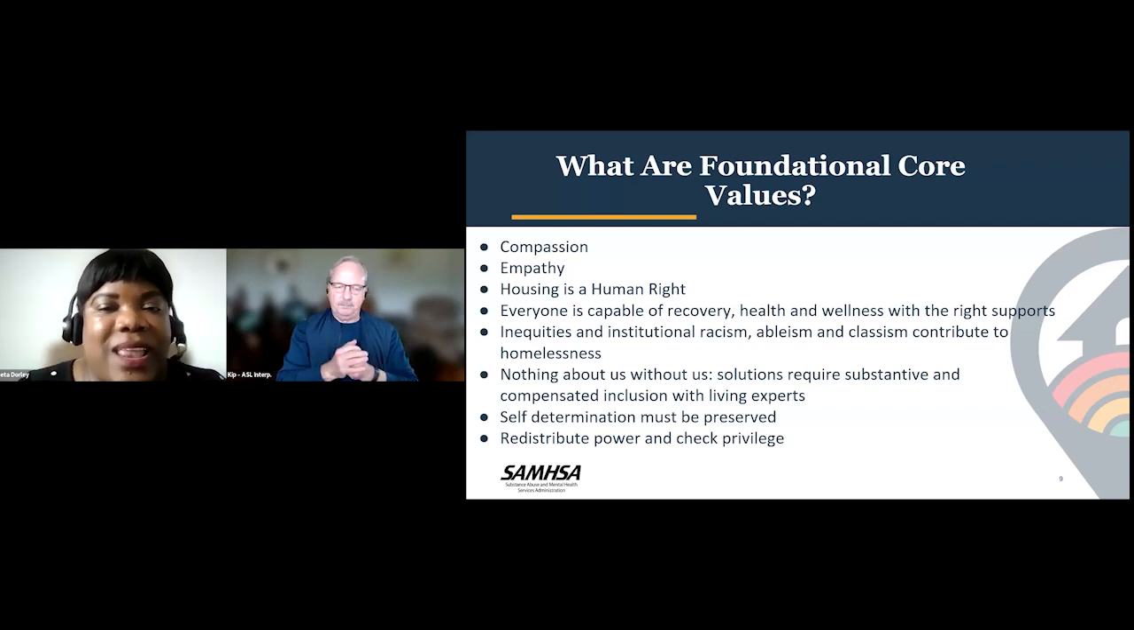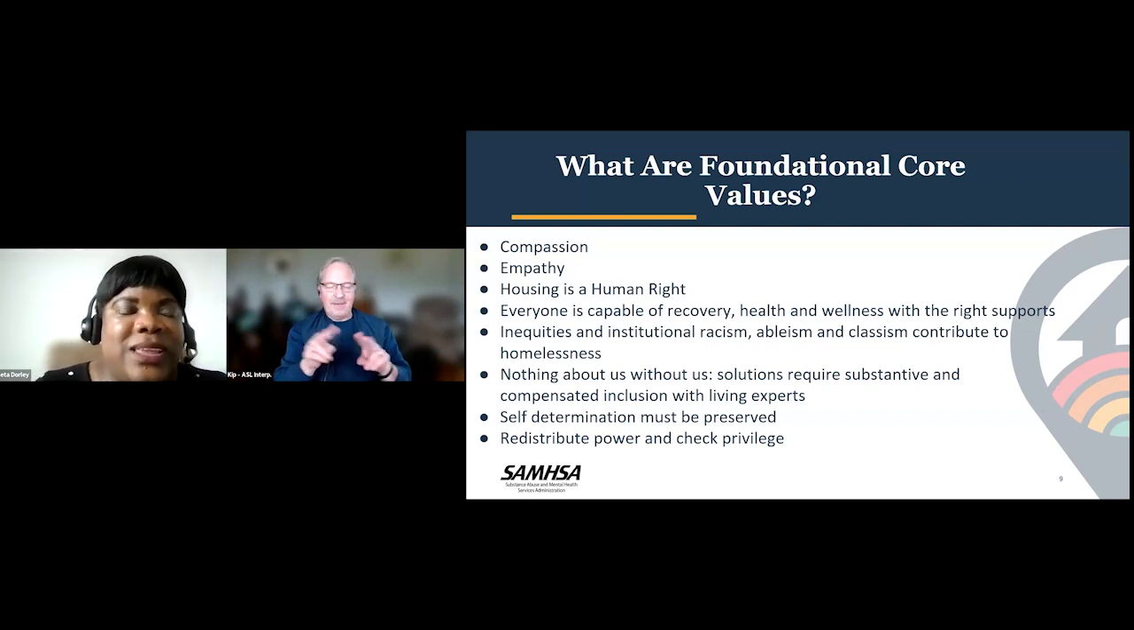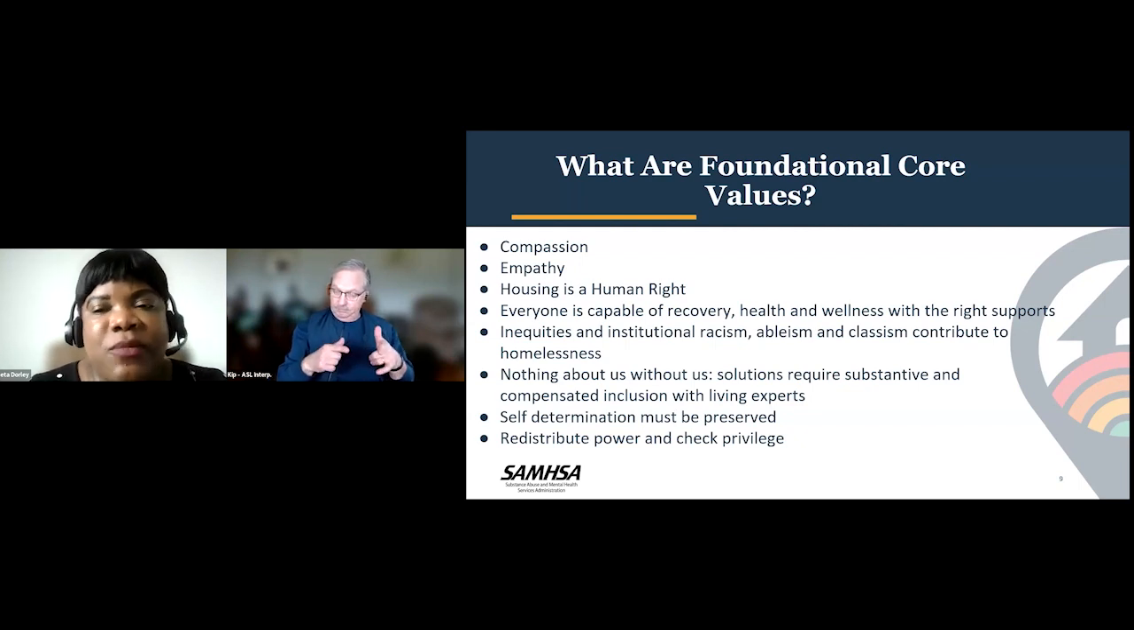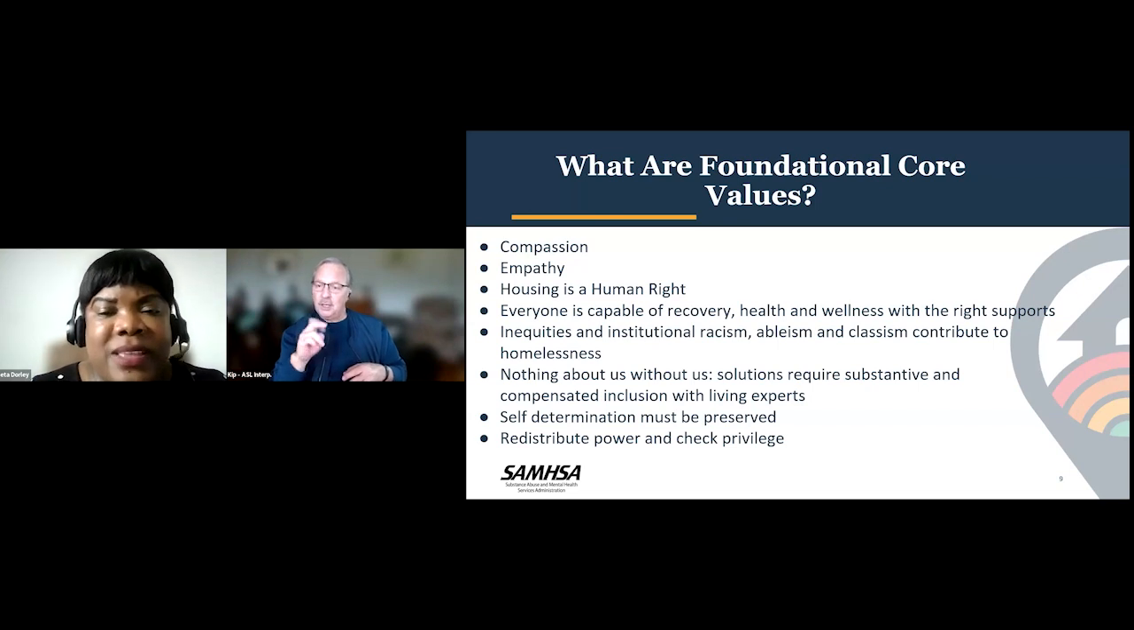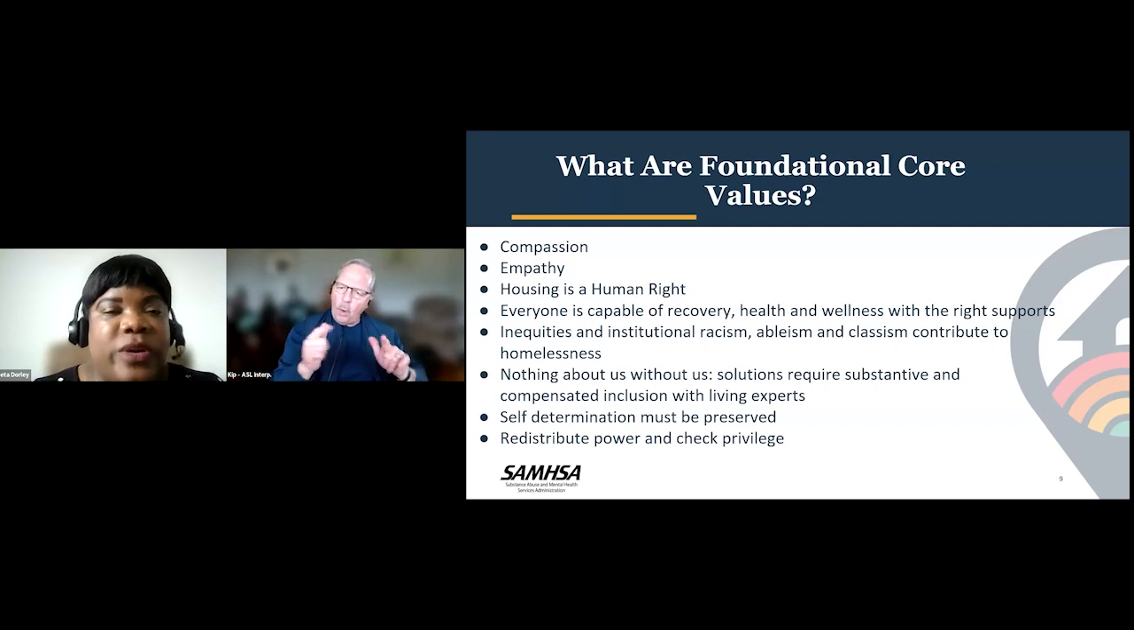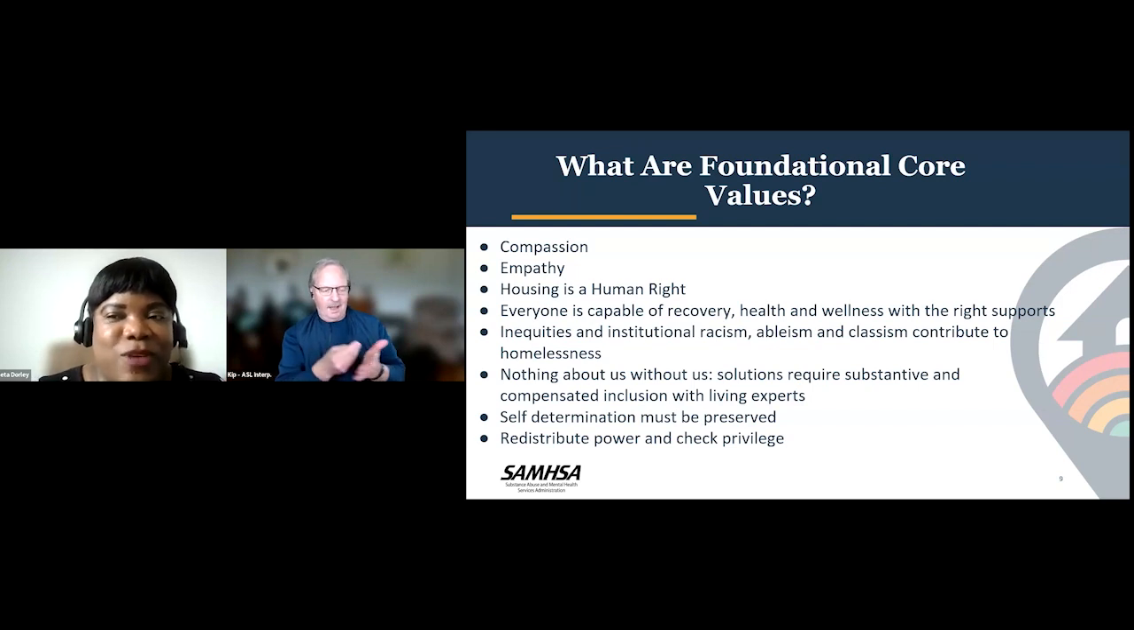Another core value is that housing is a human right. Really, this is self-explanatory, something that we've all heard, that food, shelter, and clothing are basic necessities that should be available to all, regardless of race, gender, orientation, or any kind of special population, right? We can even go further to state that safe and affordable housing is a human right, especially within this day and age and the climate of high cost, that should be available to all.